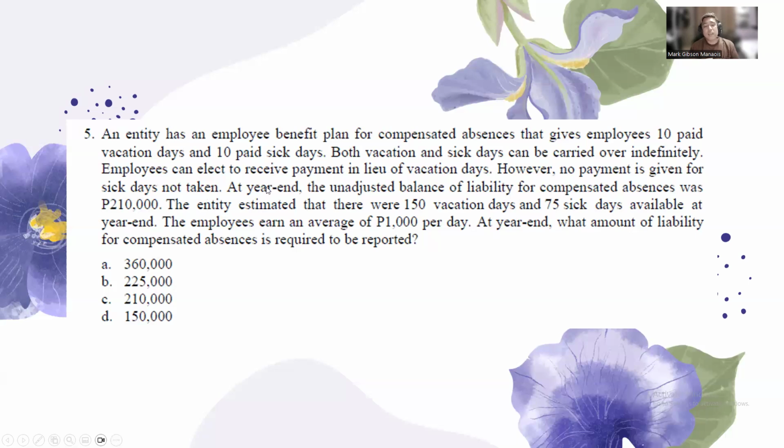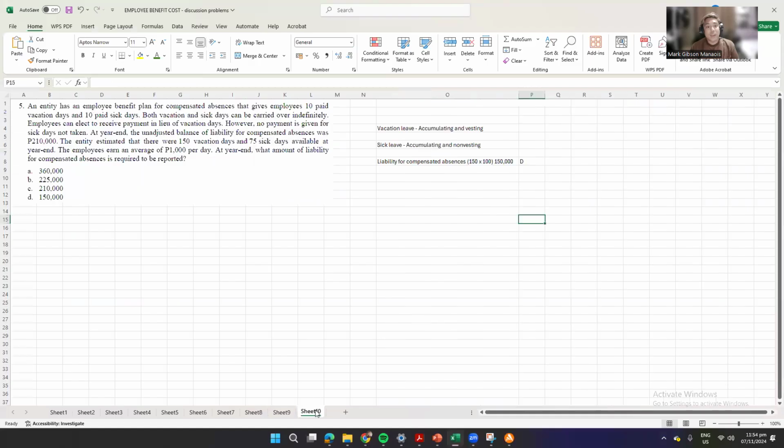O ito class, especially for sick days. Kung hindi ka naman for sick leave, kung hindi ka nagkakasakit, at the end of the year, it will expire. No? So at year end, the unadjusted balance of liability for compensated absences was 210. The entity estimated that there were 150 vacation days and 75 sick days available at year end. The employees earn an average of 1,000 pesos per day. At year end, what amount of liability for compensated absences is required to be reported? No? So let's have this final problem.